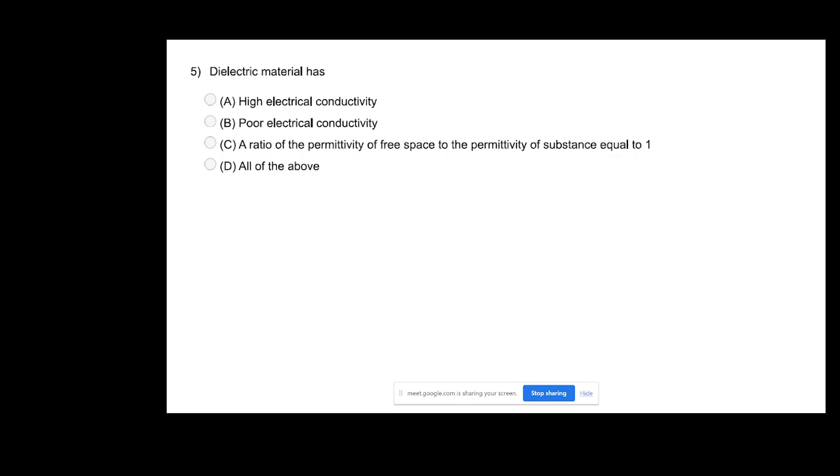Next question is, dielectric material has what type of electric conductivity? So dielectric material is nothing but an insulator. So it does not allow electricity to pass, and so it has a poor electrical conductivity.